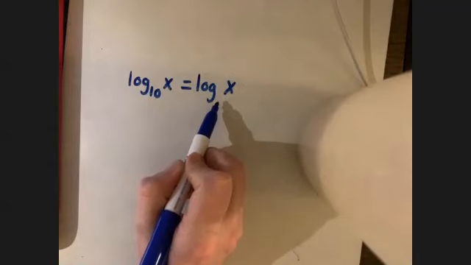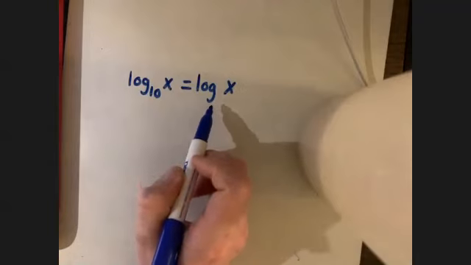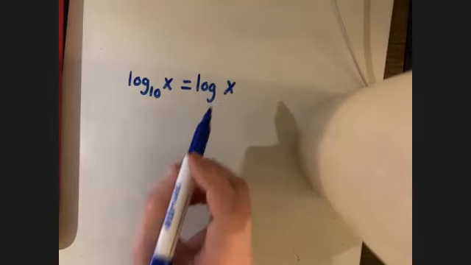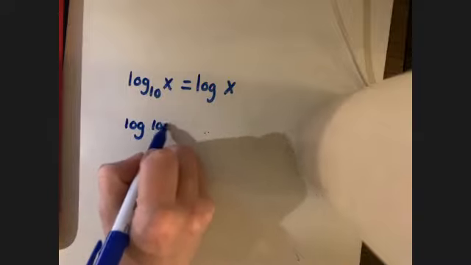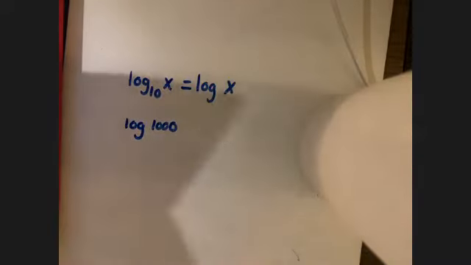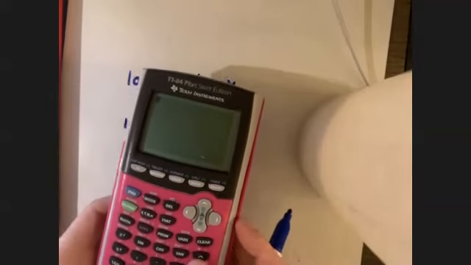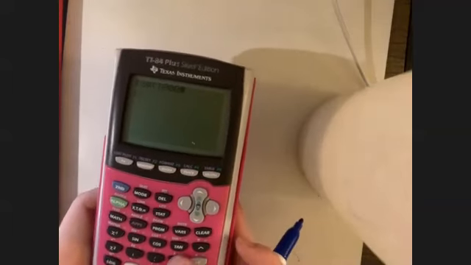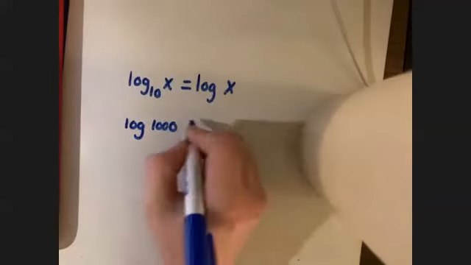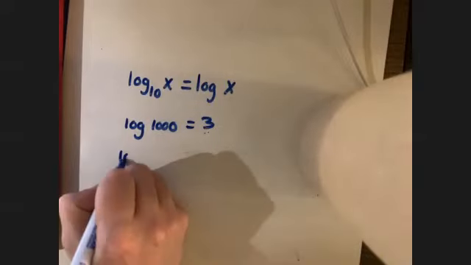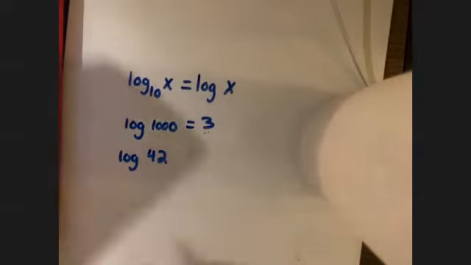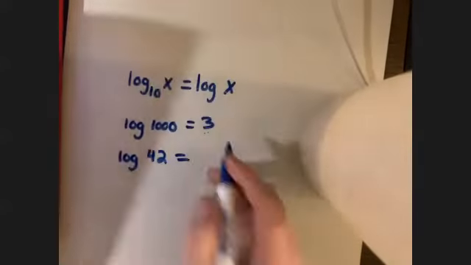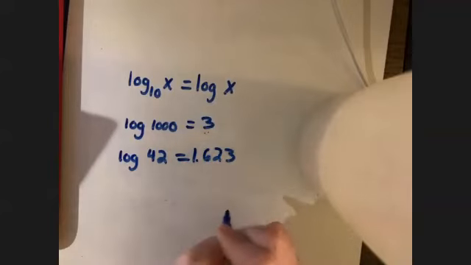This is also the log button that's on your calculator. So if you see the log button, that is the one on your calculator. If we were going to do something like log of 1,000 on our calculator, we would simply do log of 1,000, close that log up and press enter, and we get that that is 3. We can do stuff like log 42, and we get 1.623 roughly.